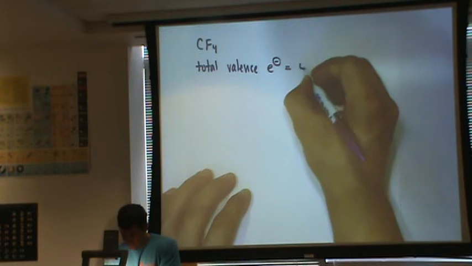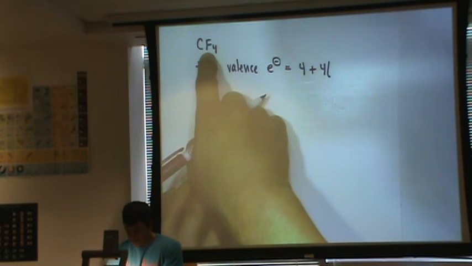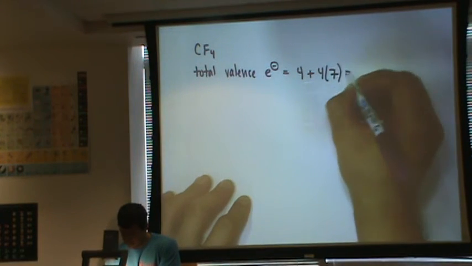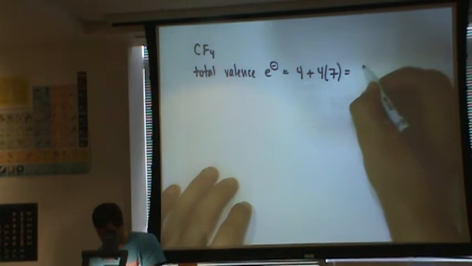Carbon again has 4, plus 4 times. If you look at fluorine in the periodic table, it's going to have 7 valence electrons, so we're going to put a 7 here. So it's going to be 4 times 7, which is 28. 28 plus 4 gives you 32 electrons.